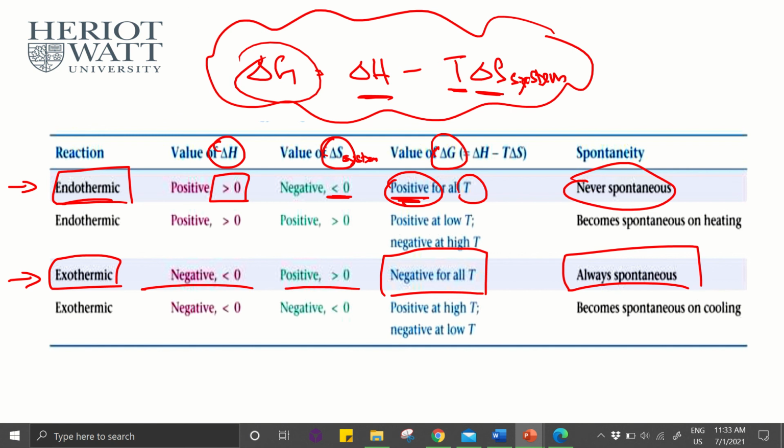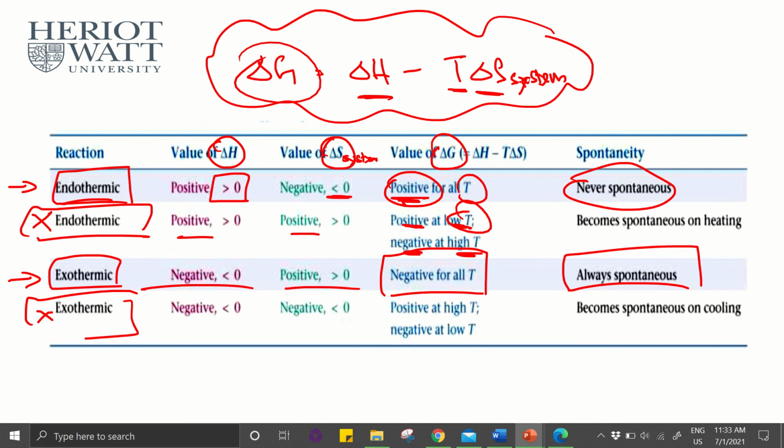All right, then we have another two options here. Look at these two. What if you have both positive? Then it's highly dependent on the temperature. It will be positive, non-spontaneous, at low temperature. It will be negative, spontaneous, at high temperature. So it's highly dependent on temperature when both enthalpy and entropy give you positive values. Same goes for when both give you negative values. It is again highly dependent on temperature. It is positive overall, non-spontaneous, at high temperature, and spontaneous at low temperature.